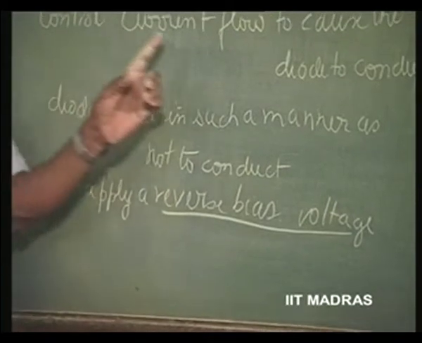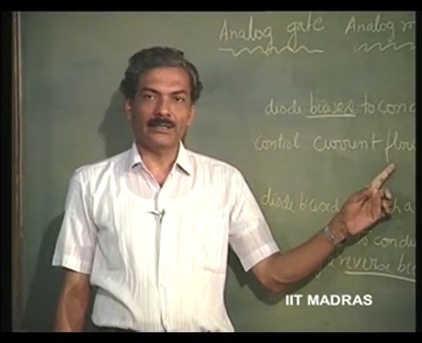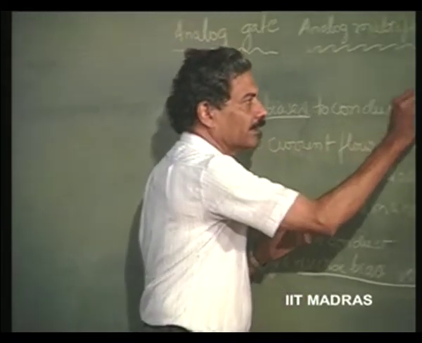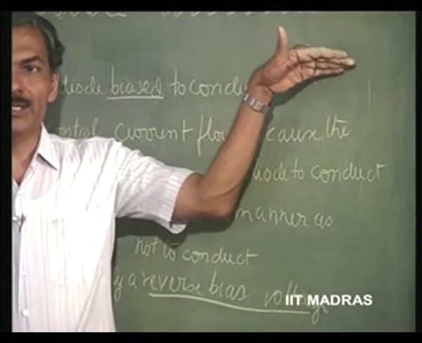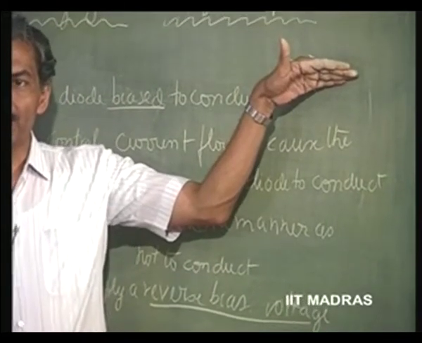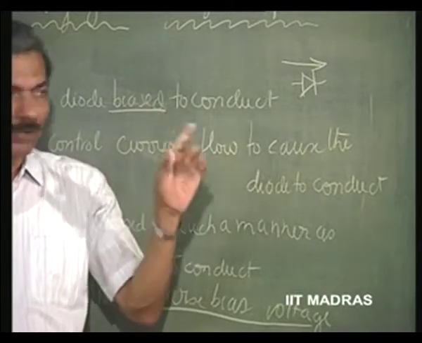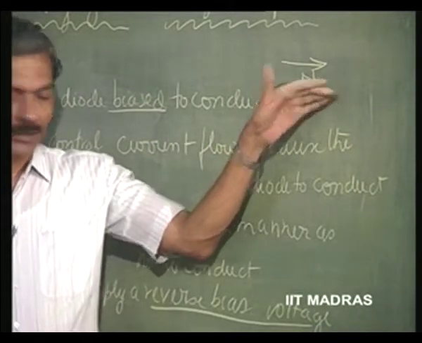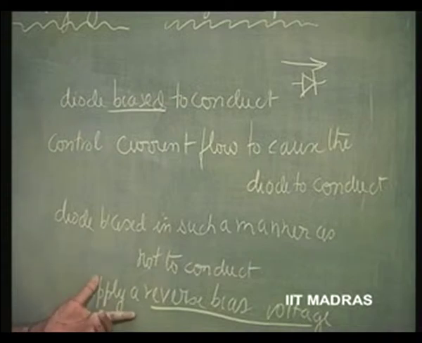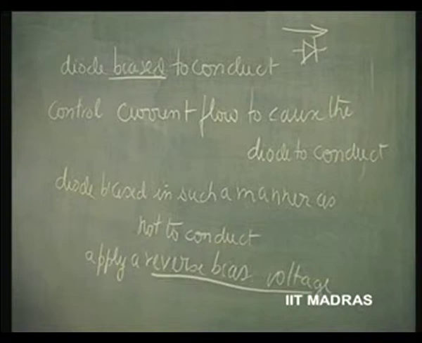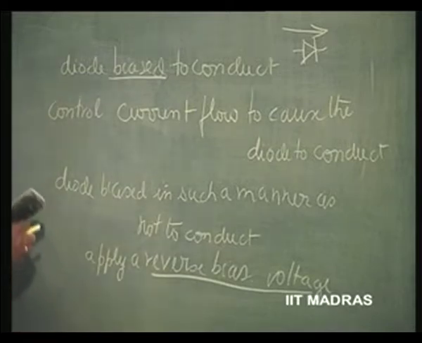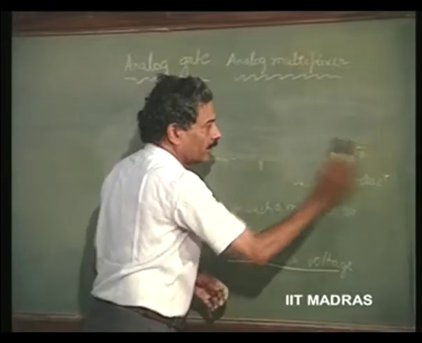I should apply a control current to flow in the direction in which the current can flow. That is, if the diode is this way, I should be able to force a control current through the diode in this way. So, a diode is switched on by forcing a current. A diode is switched off by applying a reverse bias voltage. It is this method that is used in building up a nice analog multiplexer using diodes. The circuit is very simple.